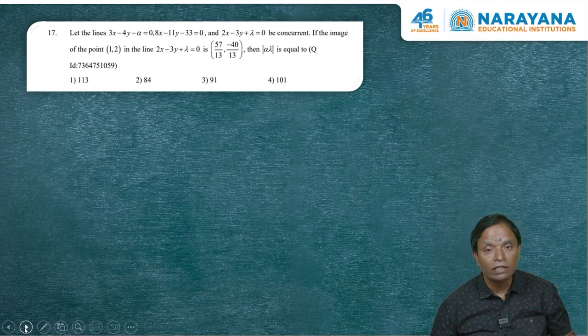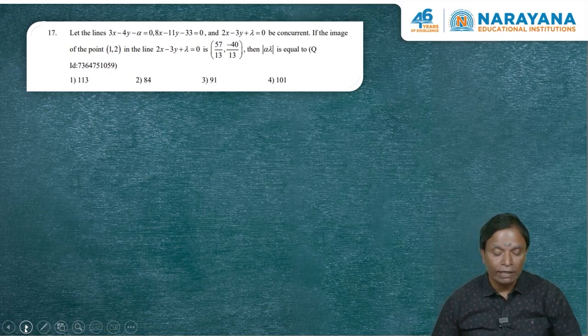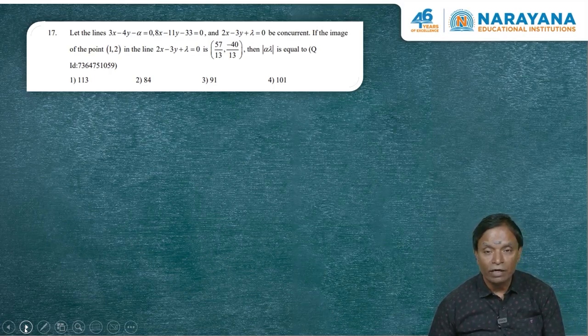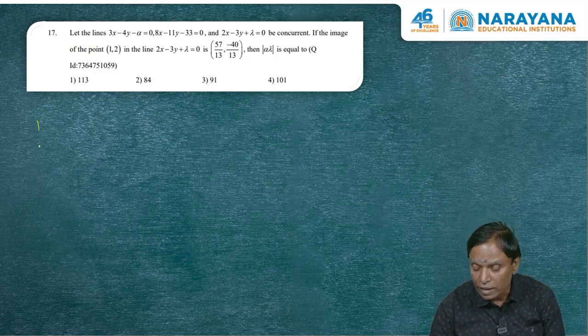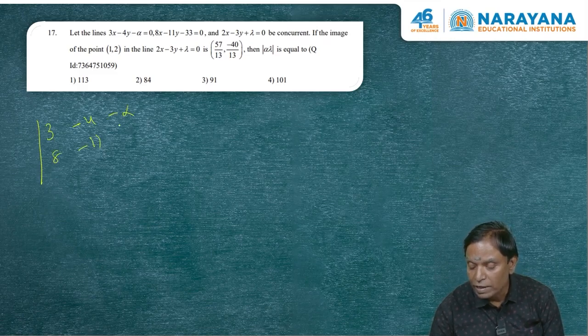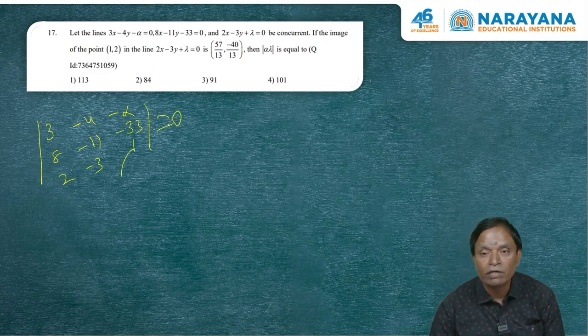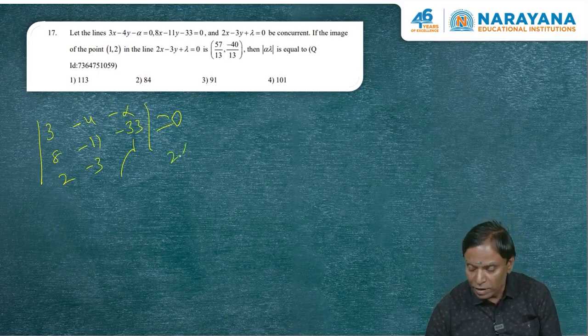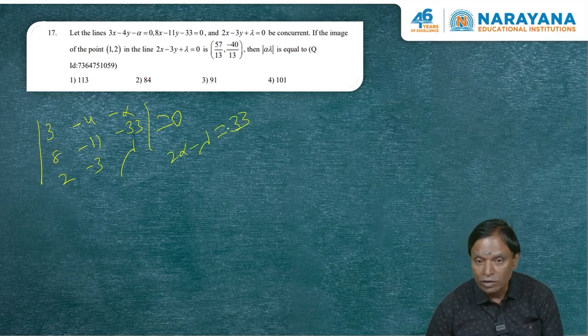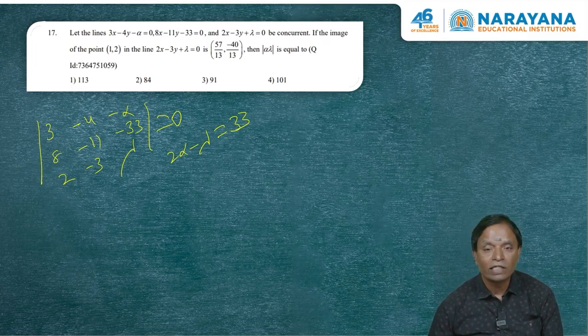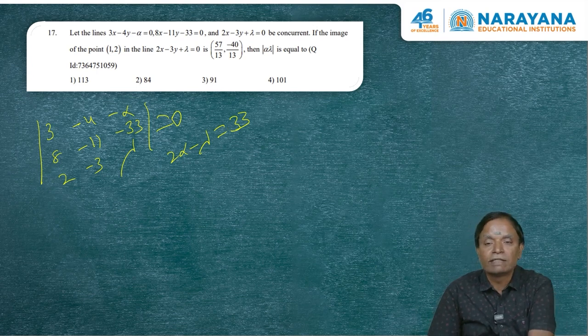Let the lines, you are given the 3 lines that are concurrent, and you are given the image of the point (1, 2) with respect to some line is (57/13, −40/13). Then you are asked to find the modulus of αλ. Since those 3 lines are concurrent, you can say the determinant with rows 3, −4, −α; 8, −11, −33; 2, −3, λ must be equal to 0. Now you can expand this determinant. You can observe that 2α − λ is equal to 33.